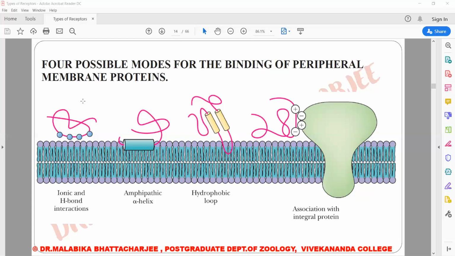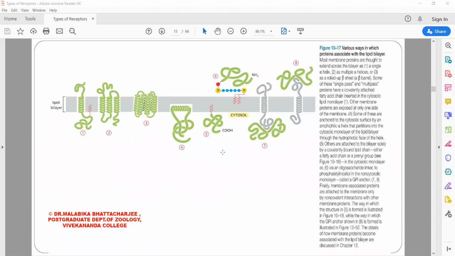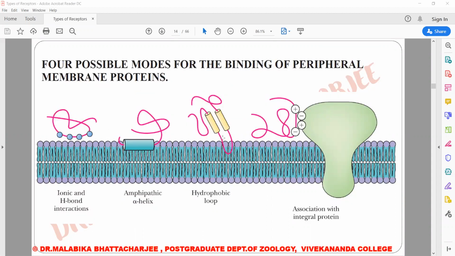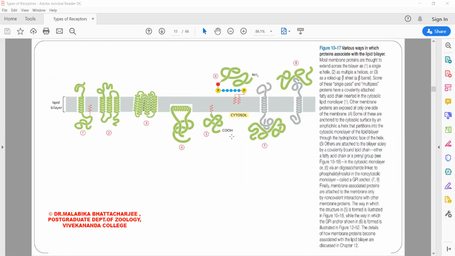When the peripheral protein is having interaction with the lipid, they are known as lipoproteins. But if the peripheral protein doesn't have any other special names, these are lipoproteins. So there are various ways. This is another picture, this one was from Matthews Biochemistry and this is from Bruce Alberts. As you can see, the existence of the proteins in the lipid bilayer.